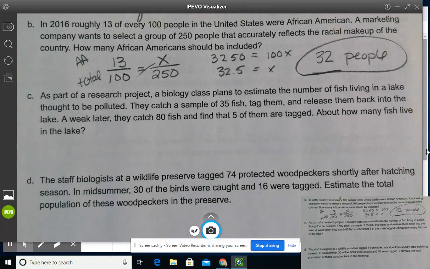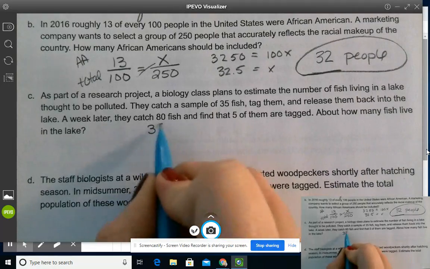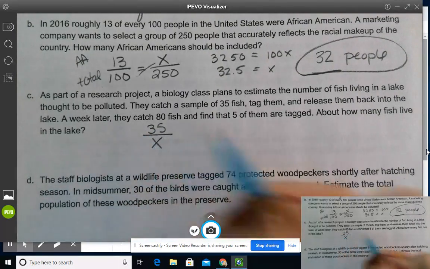Okay, when you're talking about ratios or thinking about proportions, one of the things is you want to pick out a proportion that they gave you, and that kind of helps you set up where you're at. So first of all, if they catch a sample of 35 fish and tag them, that 35 fish was in comparison to the entire population, right? So they caught 35 fish, and that was in relation to the entire pond.